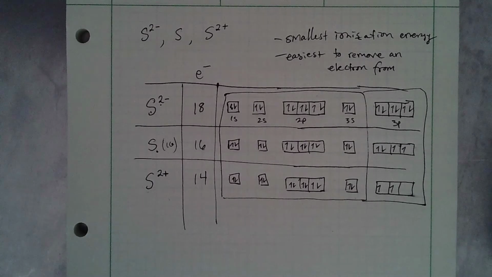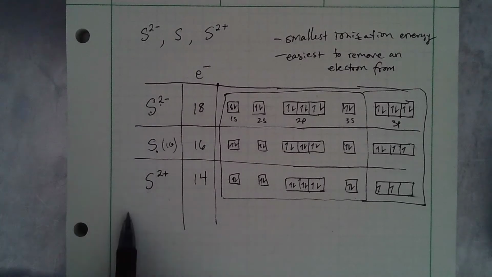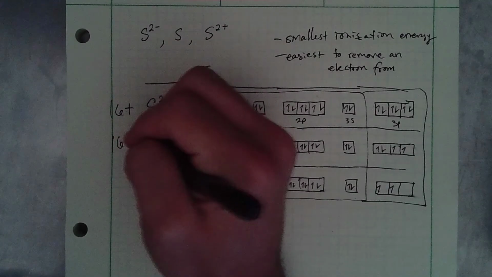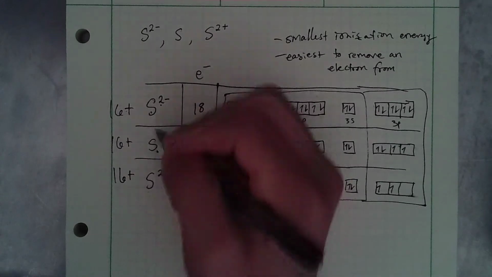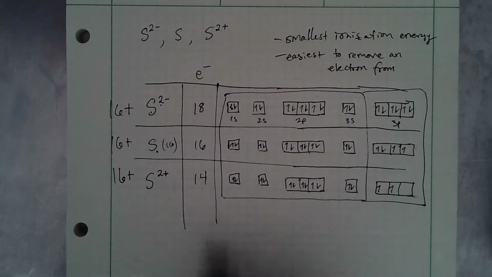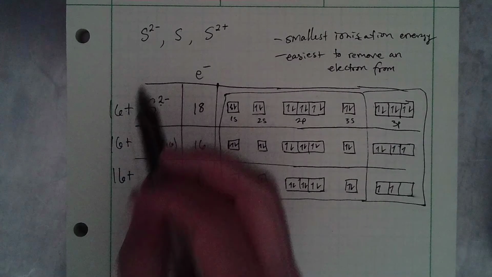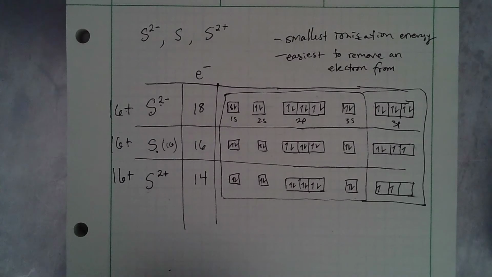Okay, one other thing I do want to note is that in all three of these ions, we have 16 protons. I've already mentioned that, but these are all sulfur. So the amount of positive charge in the nucleus is the same for all three ions.